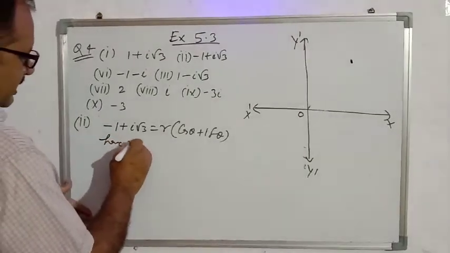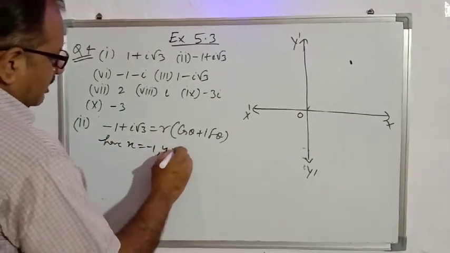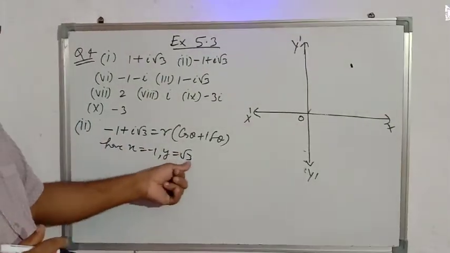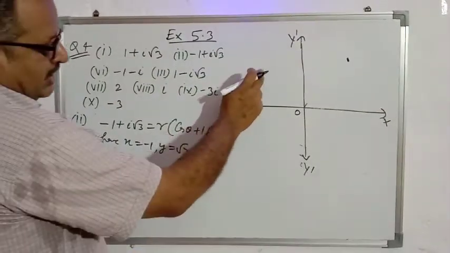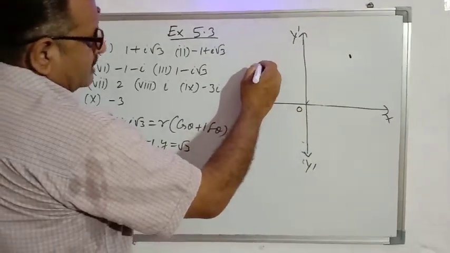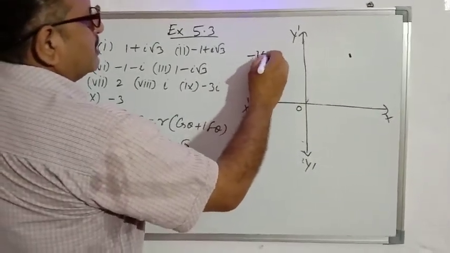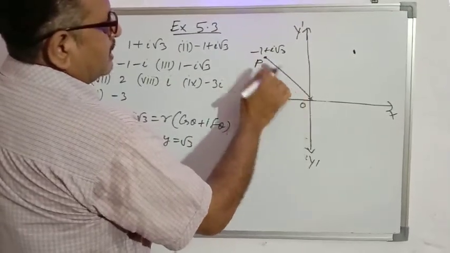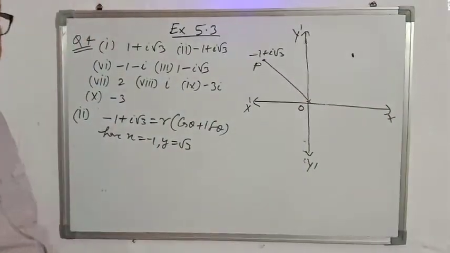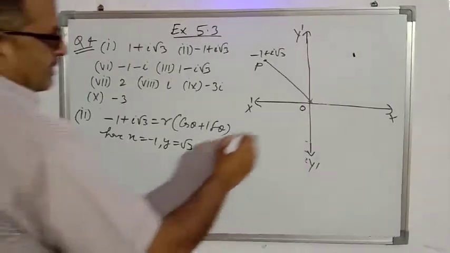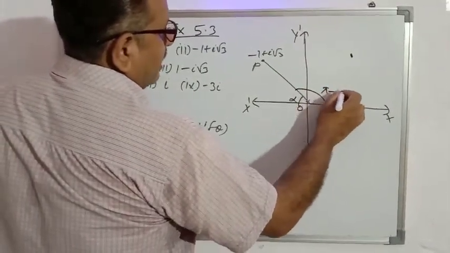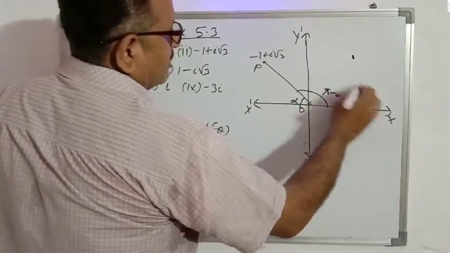Here x is minus 1, y is root 3, x is negative, y is positive. It means it will lie in the second quadrant. So minus 1 plus i root 3 will lie in the second quadrant. And if this angle is alpha, then what will this be? Pi minus alpha. It will be equal to theta.